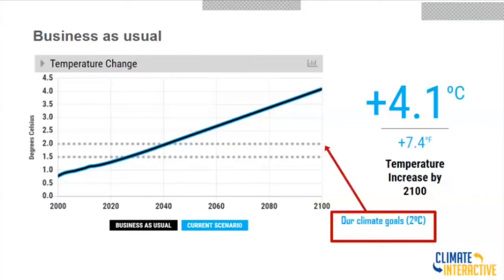So this is bringing us back to our business as usual. As we've been doing more and more in our environment, utilizing more of these resources and primarily burning fossil fuels, we have seen that the temperature has gone up. So using business as usual and what was going on beforehand, we can definitely make a projection into 2100.